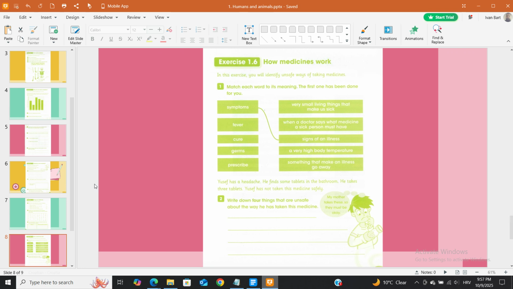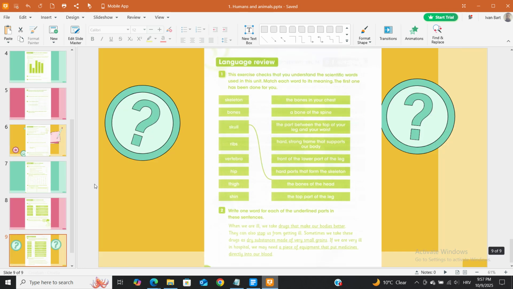Youssef has a headache. He finds some tablets in the bathroom. He takes 3 tablets. Youssef has not taken this medicine safely. 2. Write down 4 things that are unsafe about the way he has taken this medicine. My mother takes these, so they must be okay.